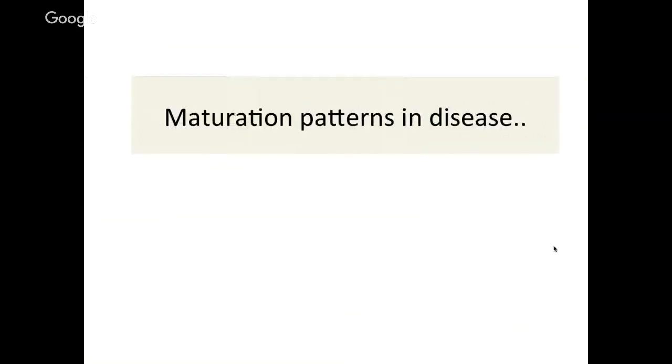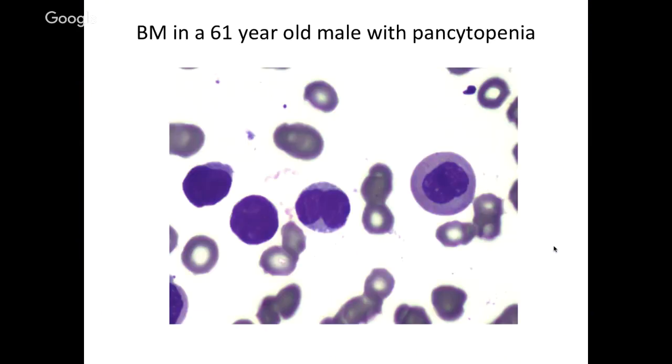So that was maturation pattern in normals. Now I go to maturation pattern in disease. Now, very simply, to talk about myelodysplastic syndrome. This is a case of an elderly male, 61, who came to us with pancytopenia, has blasts and some monocytoid cells and dyspoietic cells, pseudo-Pelger-Huët.